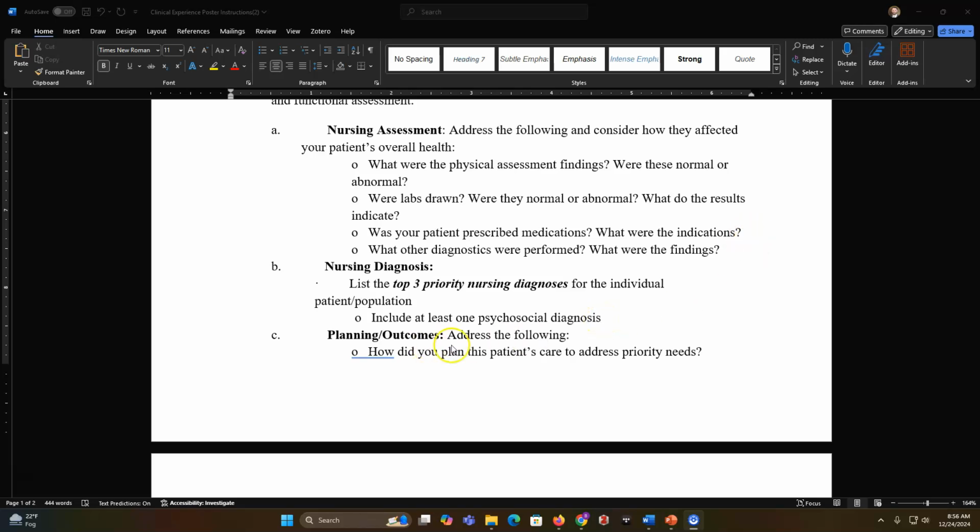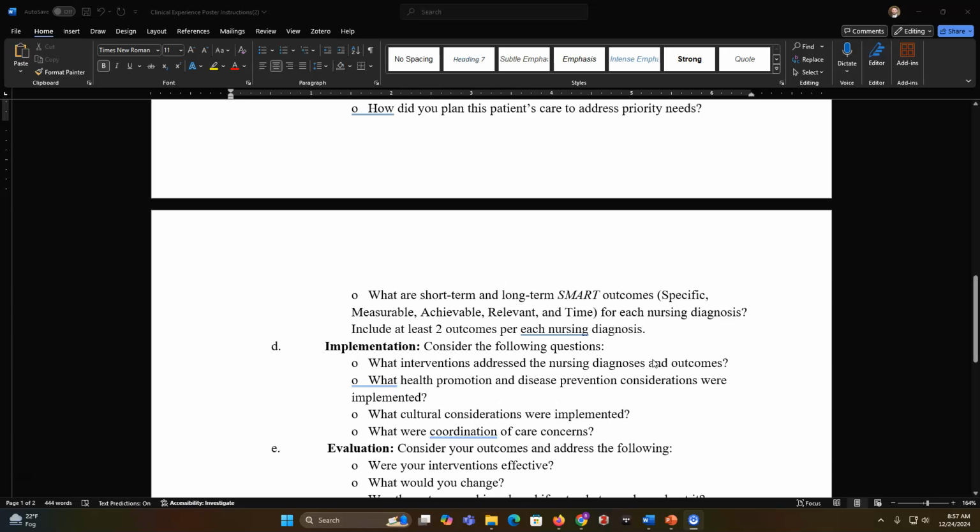Within this, you're going to have some planning and outcomes. How did this patient progress? What are their priority needs? What did you all do? Within this, have SMART goals, so specific, measurable, achievable, relevant, and with a time frame. And then have 2 per nursing diagnosis. Since you have 3 nursing diagnoses, you're going to have 6 goals, 2 of which are going to be related to psychosocial.